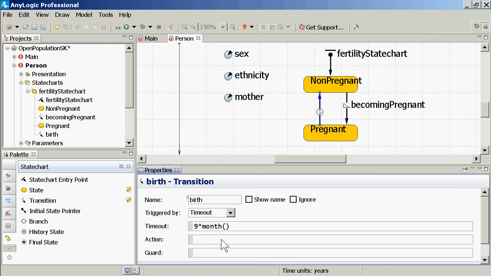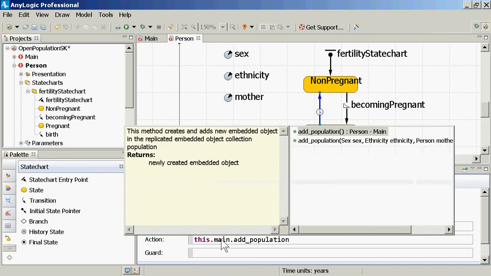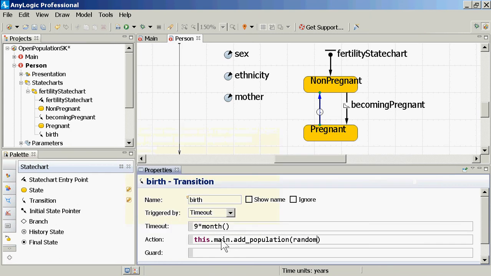Okay, so who are we going to have to ask to add it? Okay, good. So I like saying this dot main, for myself, get my main, and then ask it to add population. Good, we're up to a roll. And what is the sex of the baby going to be? Okay, random from the set of all, tell me how I list out all the things that are possible in sex dot values. Okay, that's good.